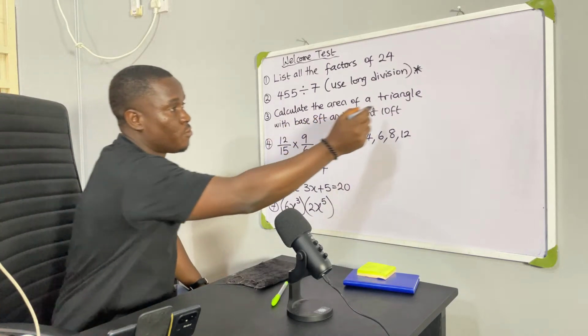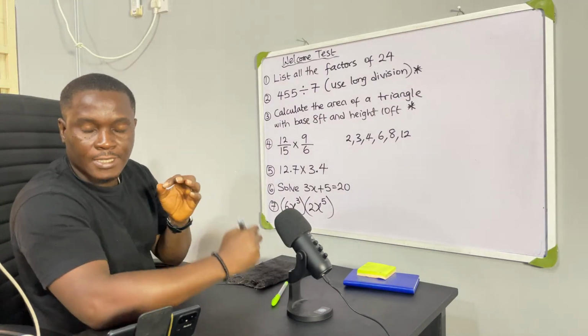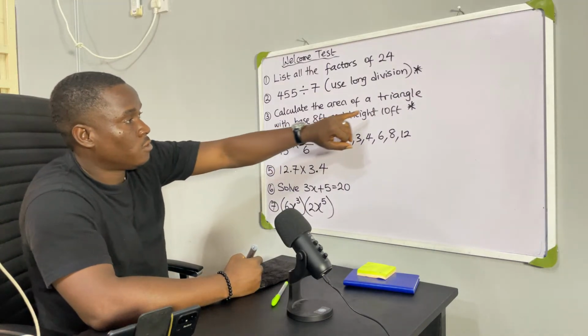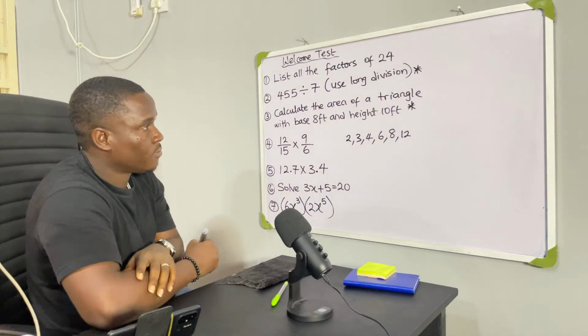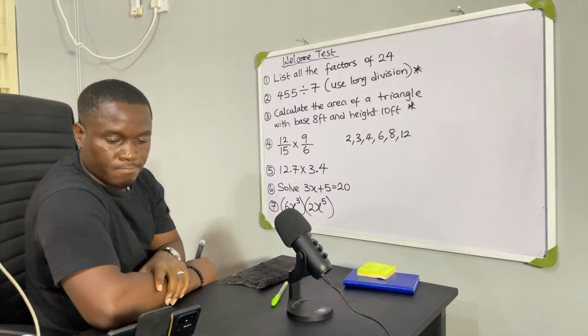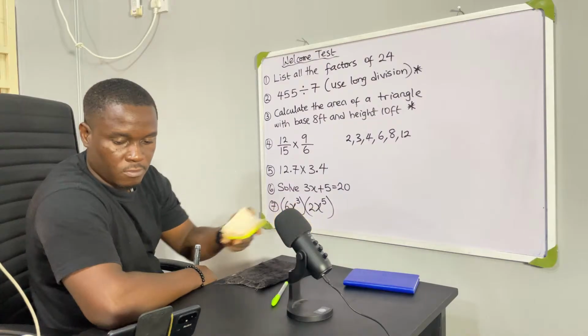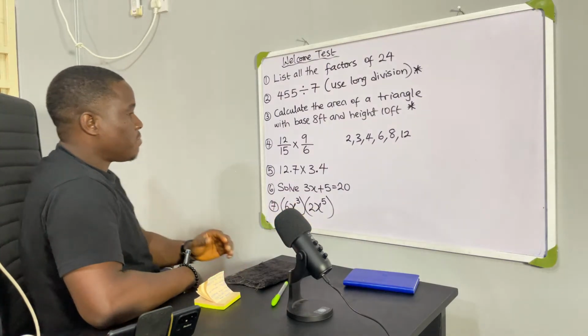Okay. So we're going to put a mark here. You used a formula that's not for a triangle. Okay. For number 4, I have 1/5. Take me through the process.